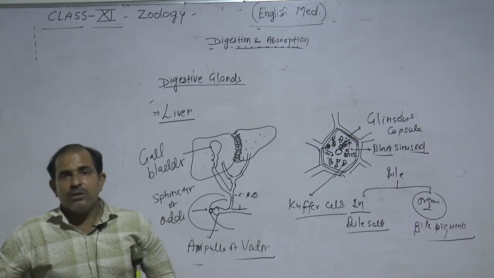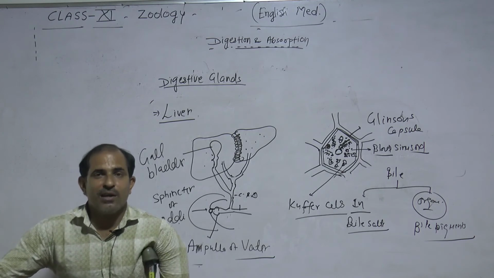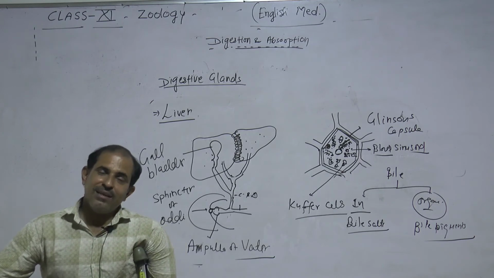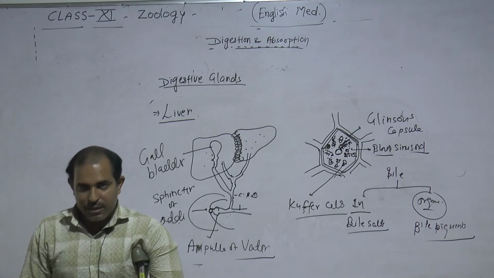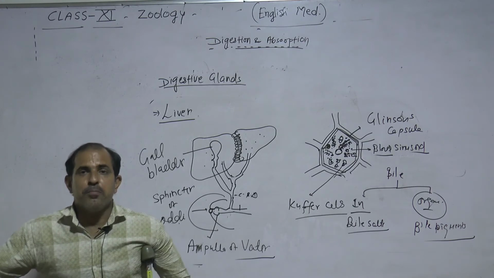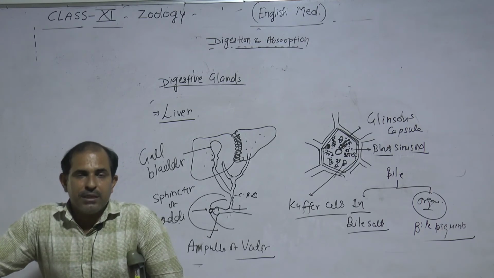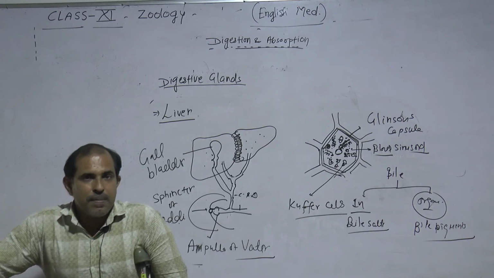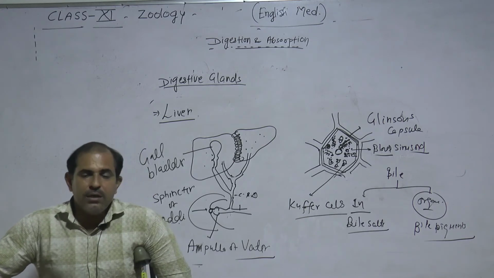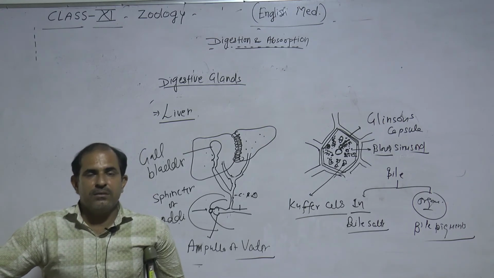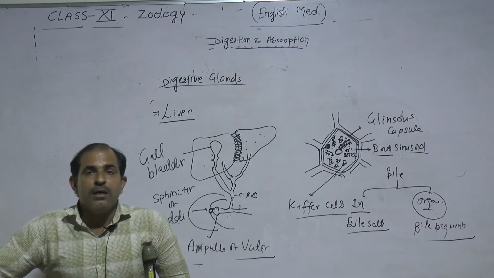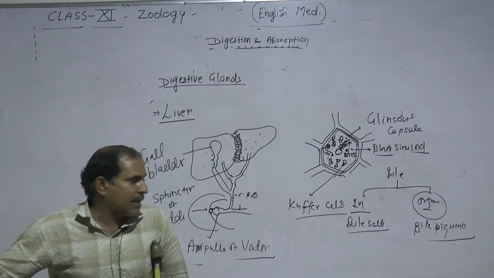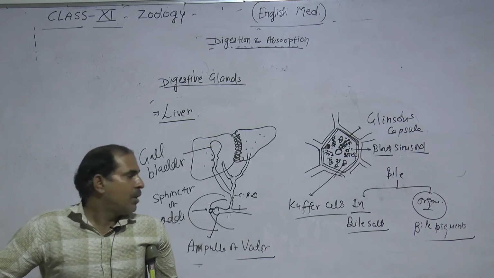And the bile salts are of two types, inorganic bile salts and organic bile salts. The inorganic bile salts provide a basic medium into the duodenum, whereas emulsification of fat is carried out by organic salts.